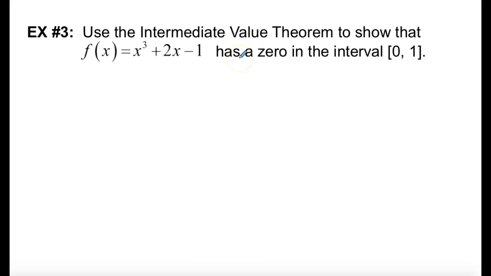So example 3 says, use the intermediate value theorem to show that f of x equals x cubed plus 2x minus 1 has a 0 on the interval 0 to 1. Okay, this is where this intermediate value theorem is most useful. So first, is this continuous? Well, yeah, again, we have a polynomial, right? So this is continuous.